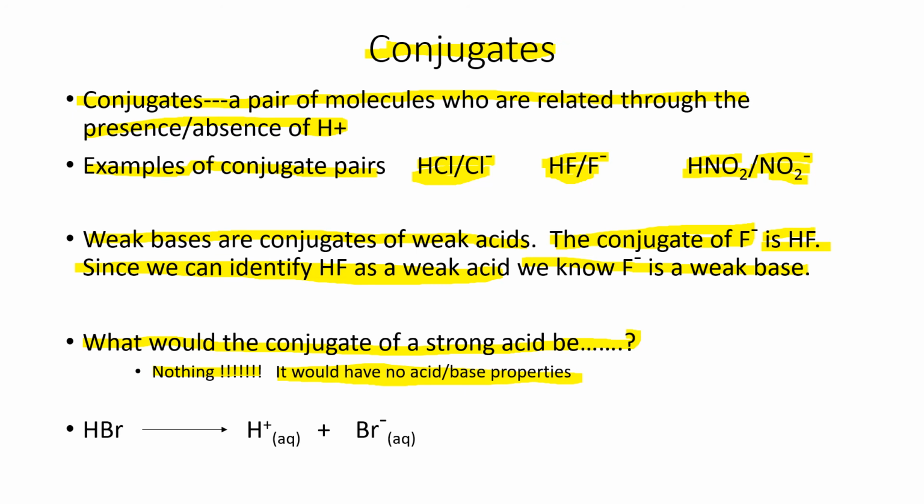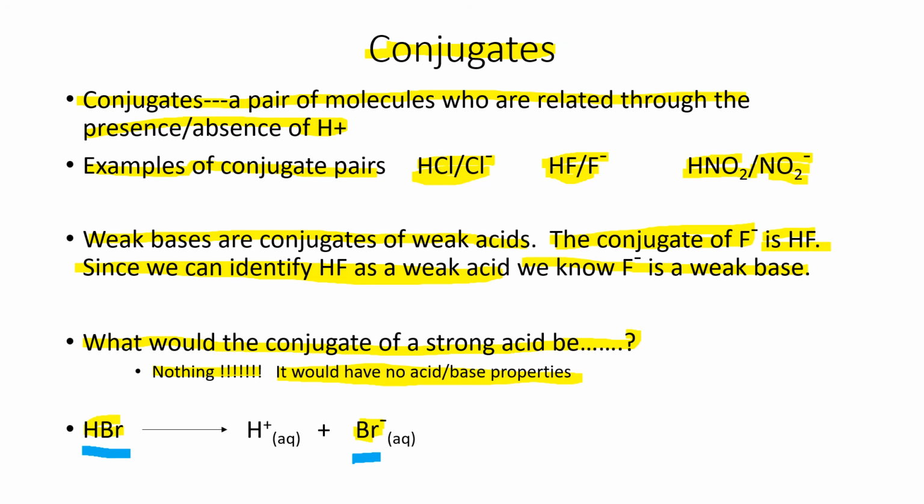So let's look at this. If we have a strong acid, HBr, we showed how it's split up into H plus and Br minus. Well, HBr and Br minus are conjugates of each other, right? They differ in the presence or absence of that H plus. The HBr has the H plus, the Br minus does not have the H plus. But the difference here is that HBr is a strong acid. That's going to make Br minus nothing, and here's why.